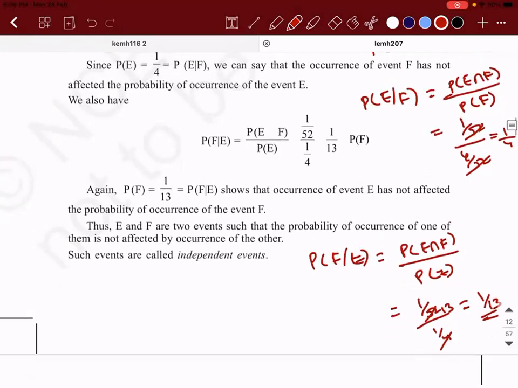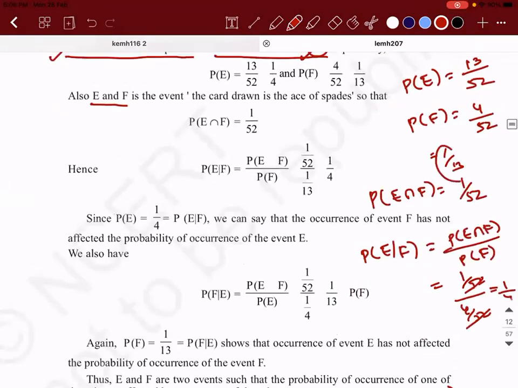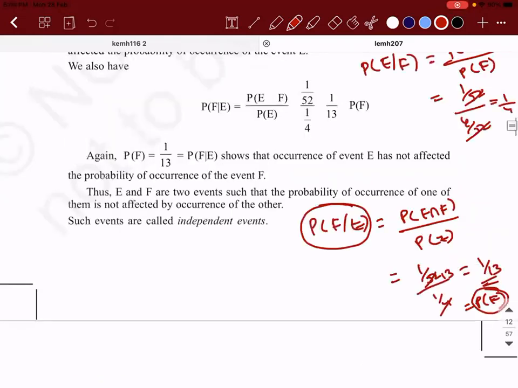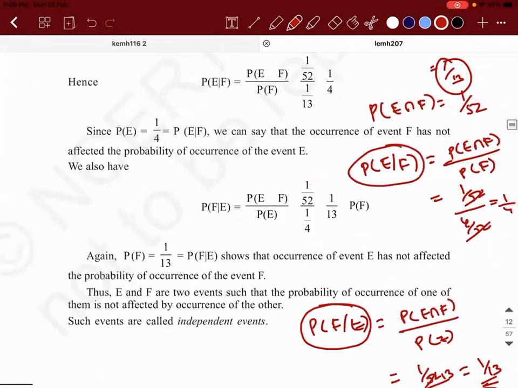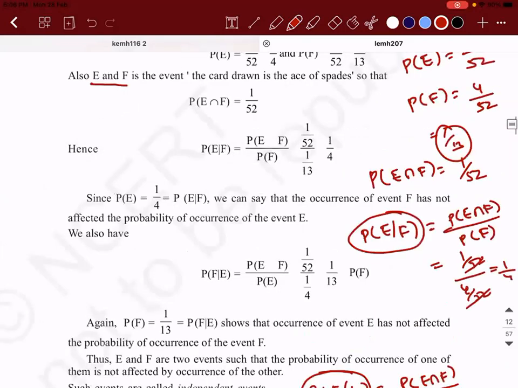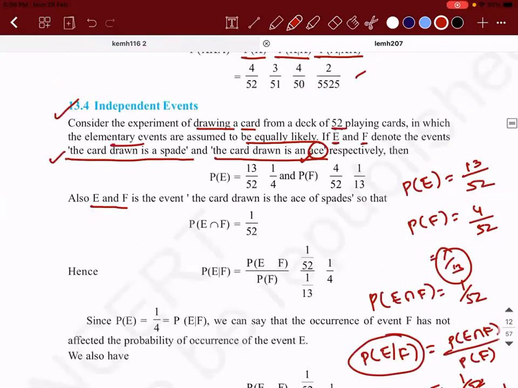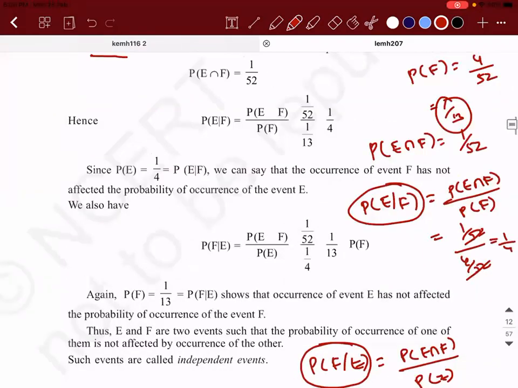So are you able to understand? It is 1 by 13 and 1 by 13, which is the probability of F only. So probability of F given E is the same as probability of F, and probability of E given F is equal to probability of E. So what is the meaning of this? Conditional probability and the exact probability are giving you the same value.